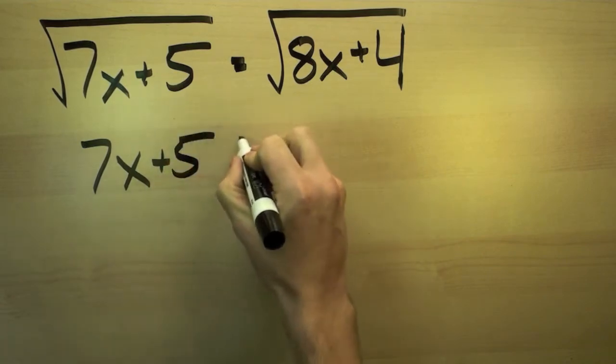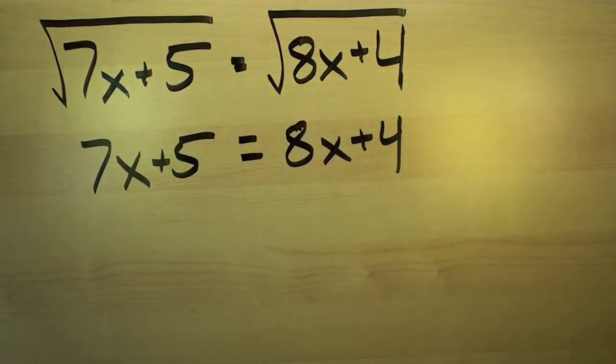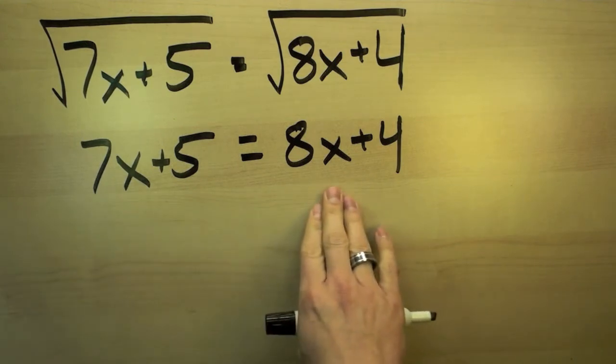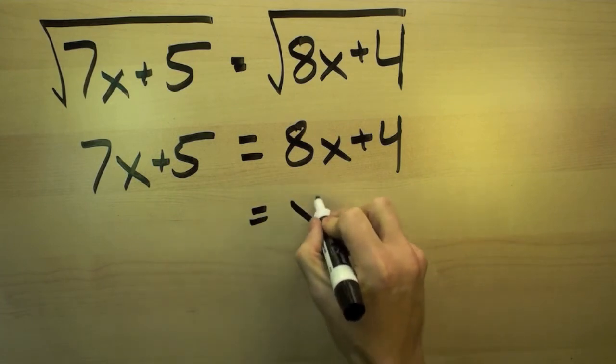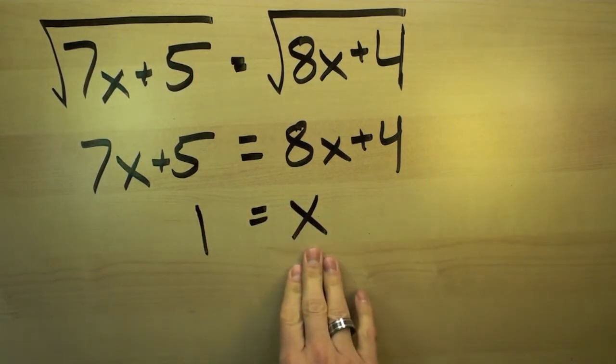7x plus 5 equal to 8x plus 4. And then we just solve this linear equation. So subtracting 7x from both sides gives us x. Subtracting 4 from both sides gives us 1. Our potential solution is x equals 1.